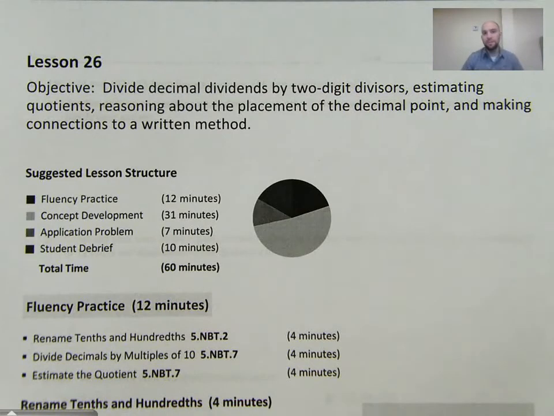The objective today is to divide decimal dividends by two-digit divisors, estimating quotients, reasoning about the placement of the decimal point, and making connections to a written method. Today we're going to continue to move away from remainders, and we are going to find quotients in decimal form.